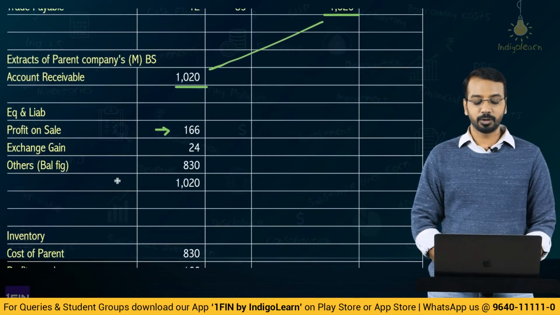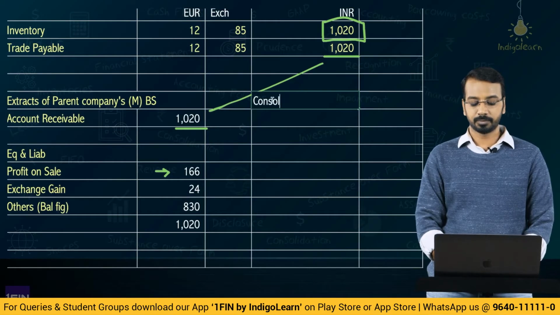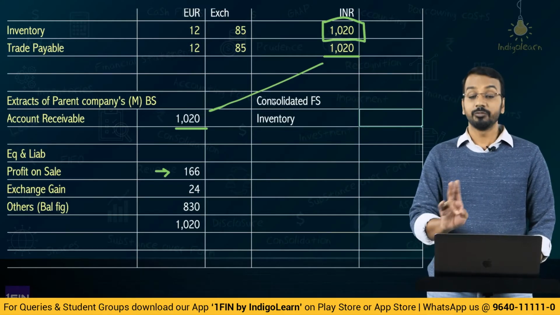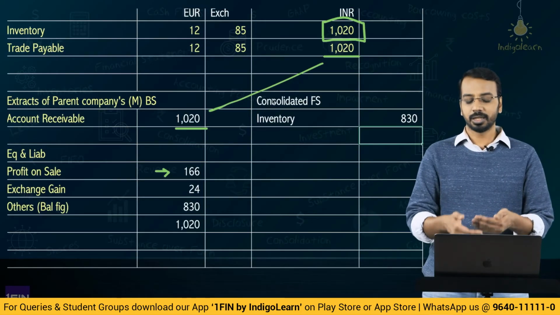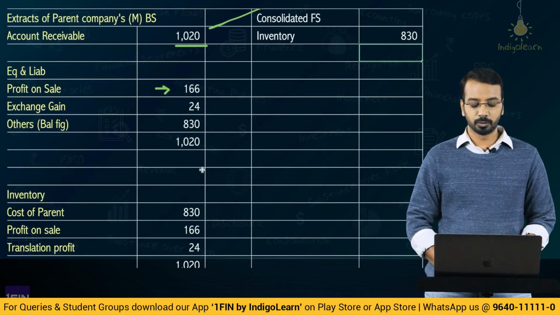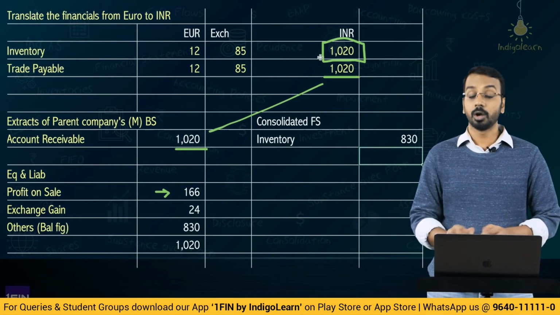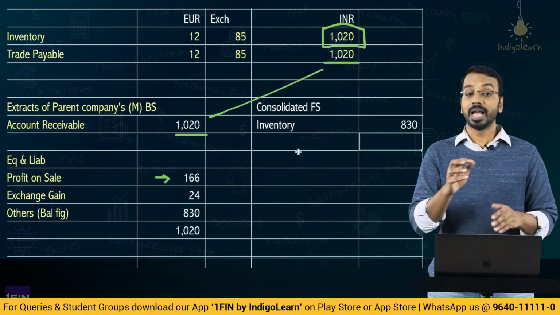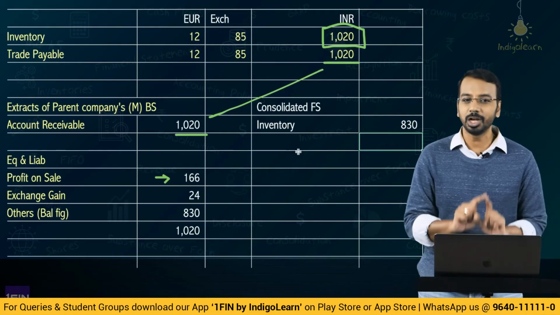So, when you prepare the consolidated financial statement, you have inventory. Now, this inventory will not be valued at 1020, it will be valued at cost, 830. Sir, then where will we take this difference between 830 and 1020? The difference comes to 190. Where do we take that? You will eliminate the profit that you had booked earlier, and this profit on translation will also be eliminated because it is still within the group.